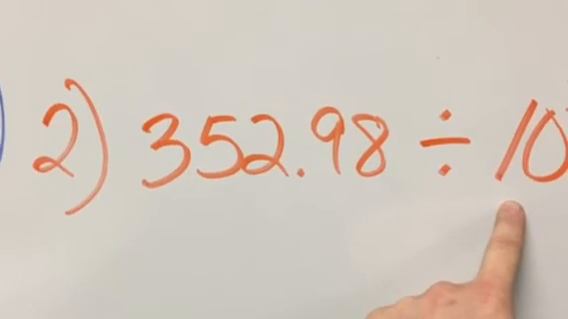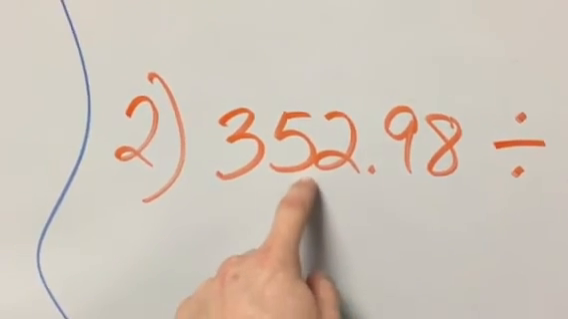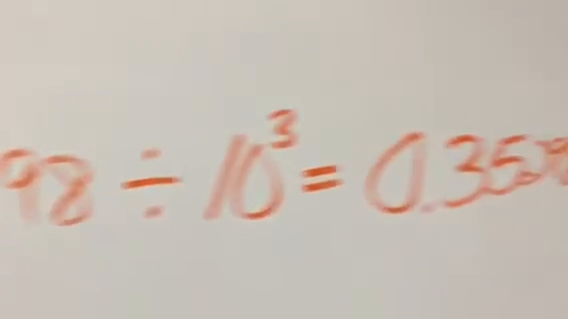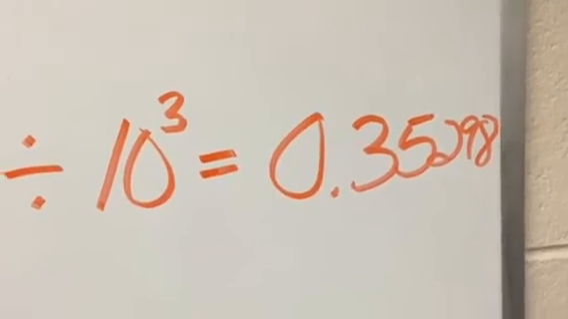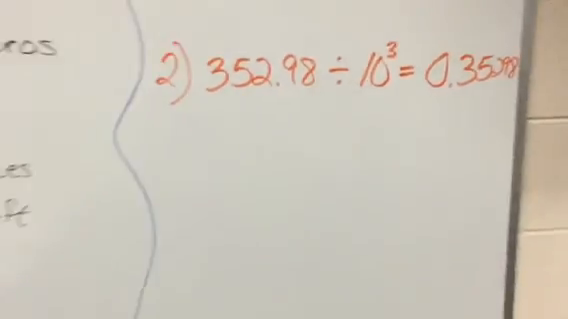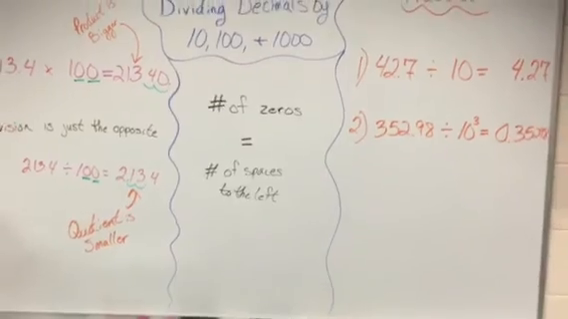So 1,000 has 3 zeros in it, so I move it over 3 spaces. 1, 2, 3, and I get an answer of 0.35298. And this is all you have to do. That middle part is really the key.